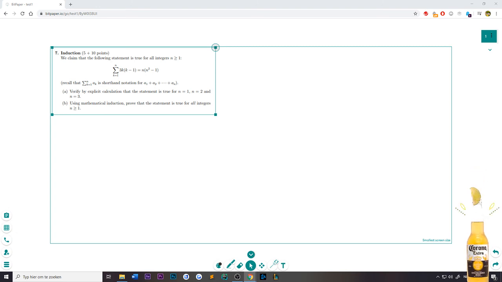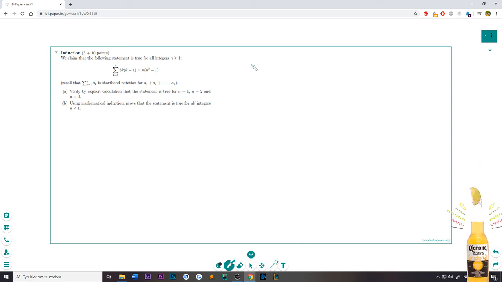And I actually wrote this down because I know otherwise I'll mess it up. Okay, so we have to verify by explicit calculation that the statement is true for n is 1, n is 2, and n is 3, right? So, I mean, well, that's not the hardest part, right? So that's just plugging in the numbers.